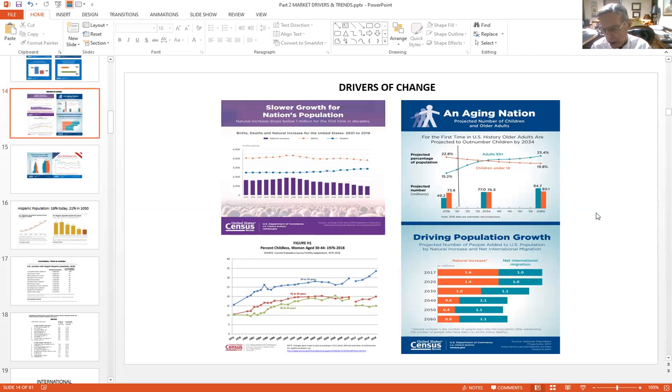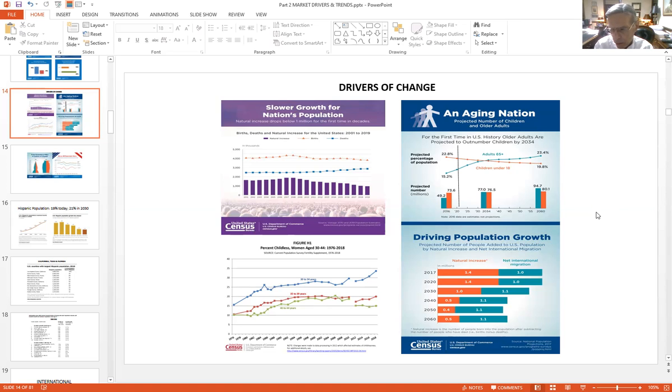But beyond that, again, if you're doing strategic planning for a company, the kind of markets that you either can or want to target will differ substantially in the next 15 years.